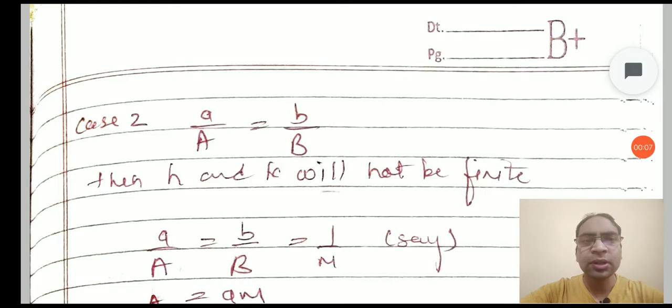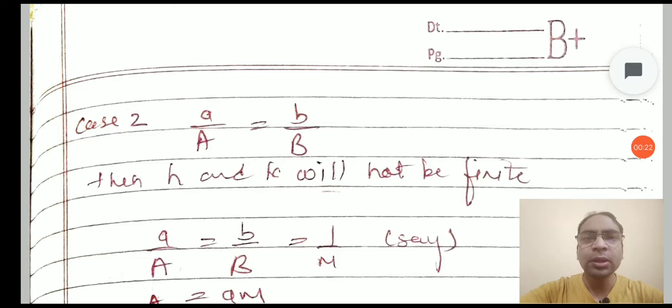In the previous lecture we had started solving the equations which can be reducible to homogeneous differential equation. We had discussed the case 1 in the previous lecture. In this lecture we will discuss case 2.